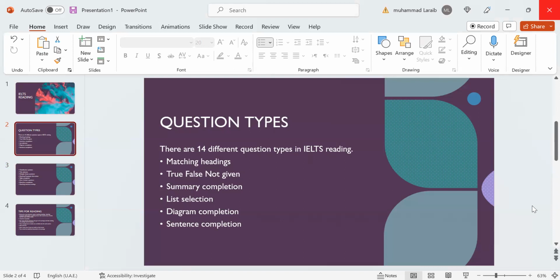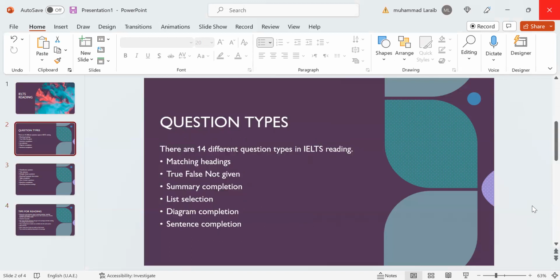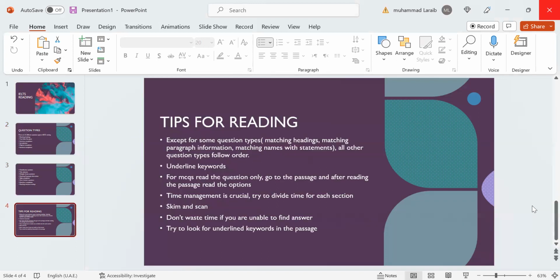There are different tips to solve different question types in IELTS reading. And IELTS reading is a bit tricky when it comes to different question types, because you need to know how to solve each type according to its requirements. So let's begin with the tips for reading, and you can also take a screenshot of the question types, and then you can practice it at home.